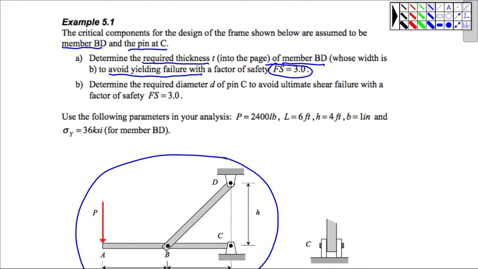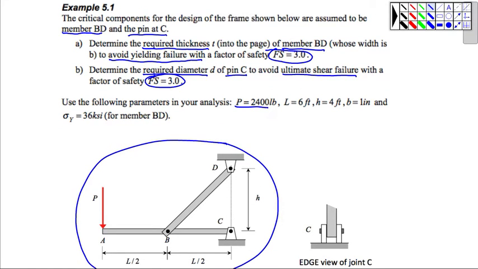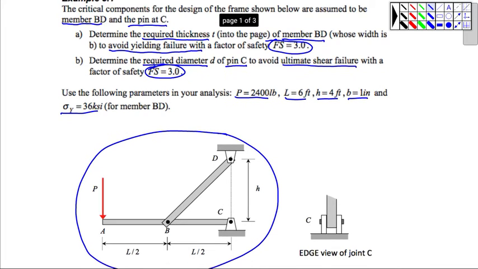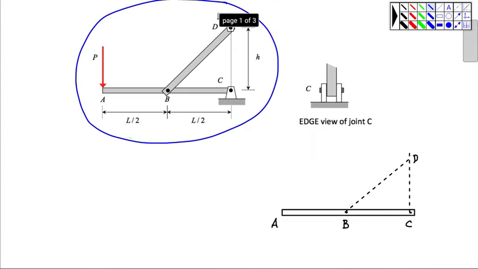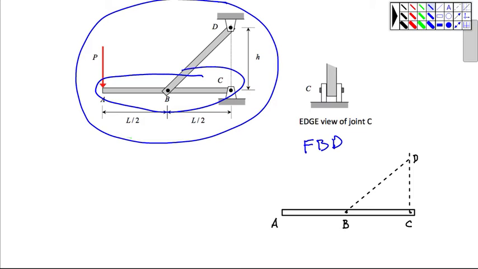In part B, we have to estimate the required diameter of the pin C to avoid ultimate shear failure with a safety factor of 3. We can also find here the different data that we need to solve this problem. Let's start with the free body diagram of the member AC.